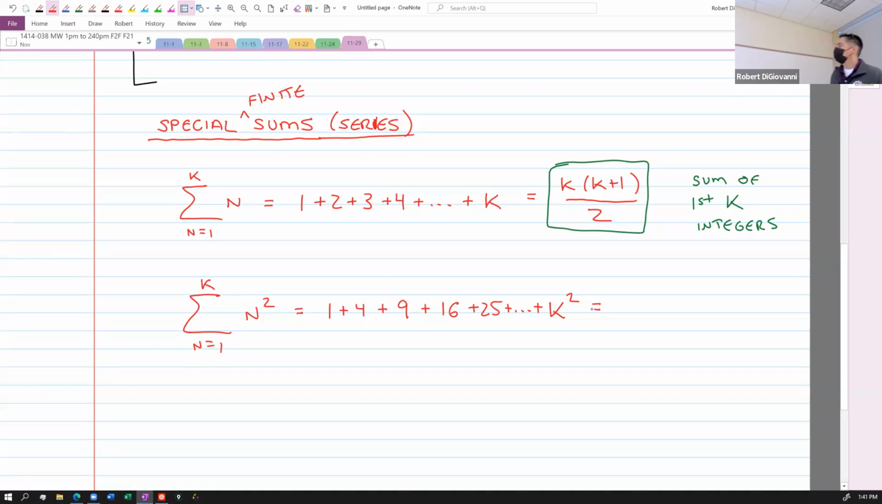Now, this formula, anyone know it? I think I know it. Hold on, I might have to reference it. I'm going to just go from out of my brain here. k times k plus 1 times 2k plus 1 over 6. I have to look it up. I just want to make sure I got it right.